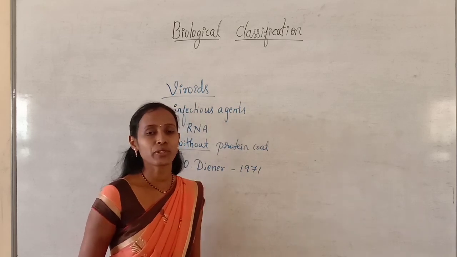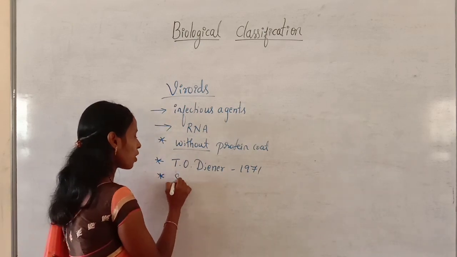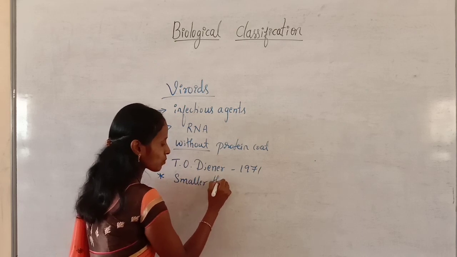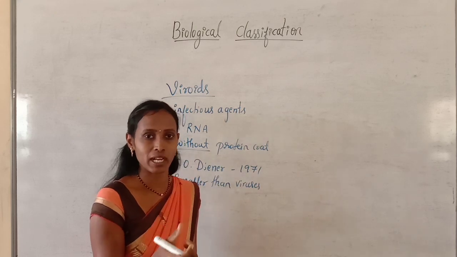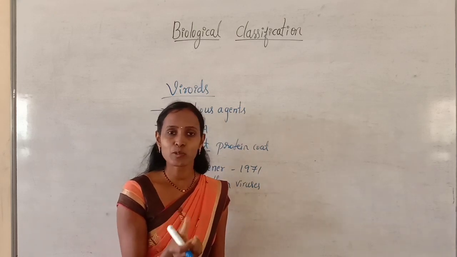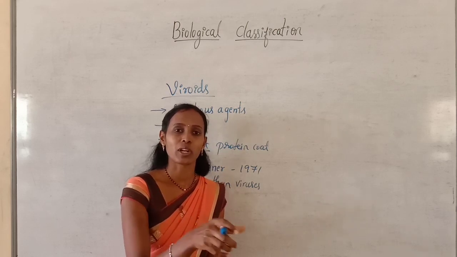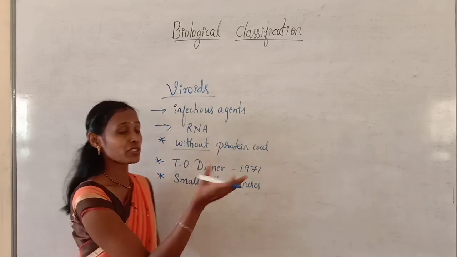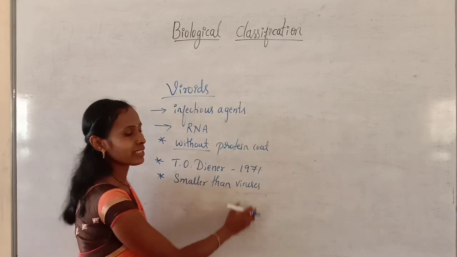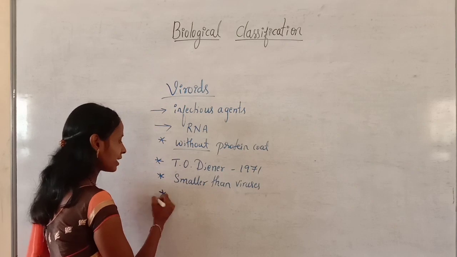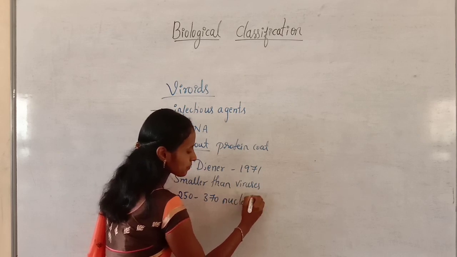Then what are the other characteristic features of viroids? Very interestingly, these viroids are smaller than viruses. They are smaller than viruses. Actually, we do not know the exact size of the virus, but I told you viruses are smaller than bacteria, and you know the size of bacteria. If the viruses are smaller than bacteria, the viroids are still smaller than the viruses. That is very important. And they contain only about 250 to 370 nucleotides.